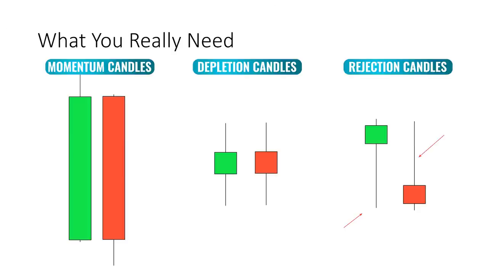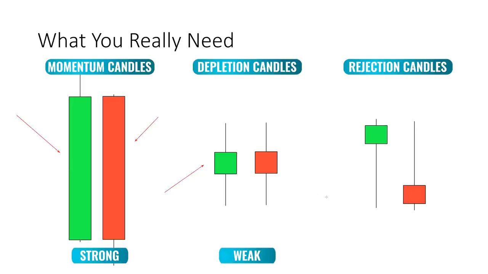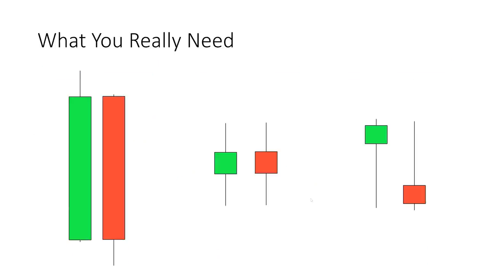So just to recap, we have here our strong momentum candles. We have our weak depletion candles. And we have our signs of weakness and wick rejections. So let's move on to the next part of the lesson.